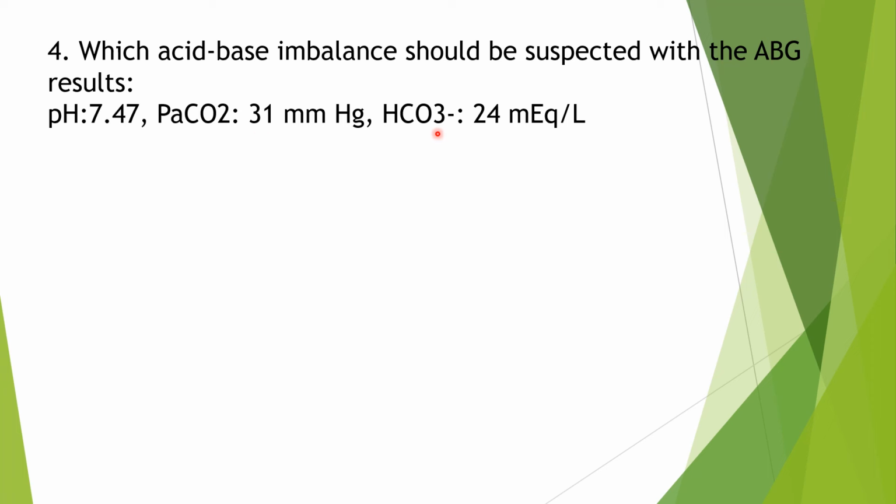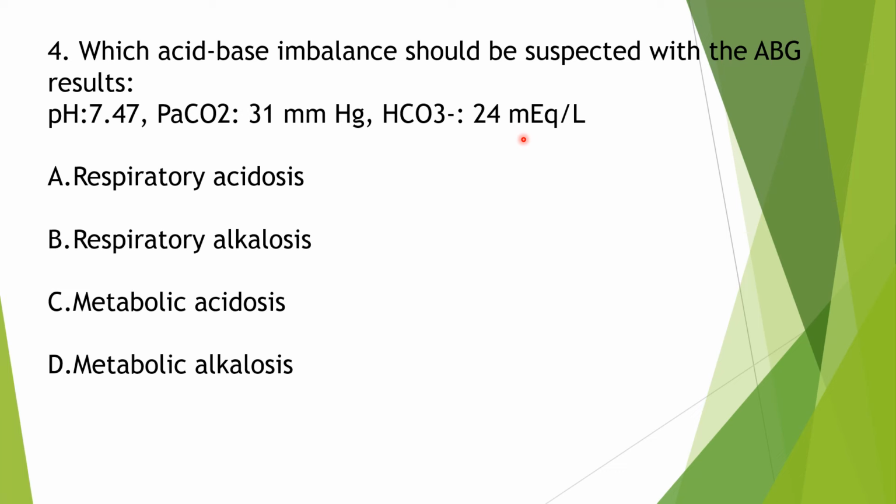Then the bicarbonate level is normal. Here, since the problem is with the carbon dioxide part, it is related to the respiratory system. And if the problem was related to the bicarbonate, we can tell it is related to the metabolic. Here, the metabolic part is normal, but the respiratory part, the partial pressure of carbon dioxide, is disturbed and it is alkalosis. So the answer is respiratory alkalosis.